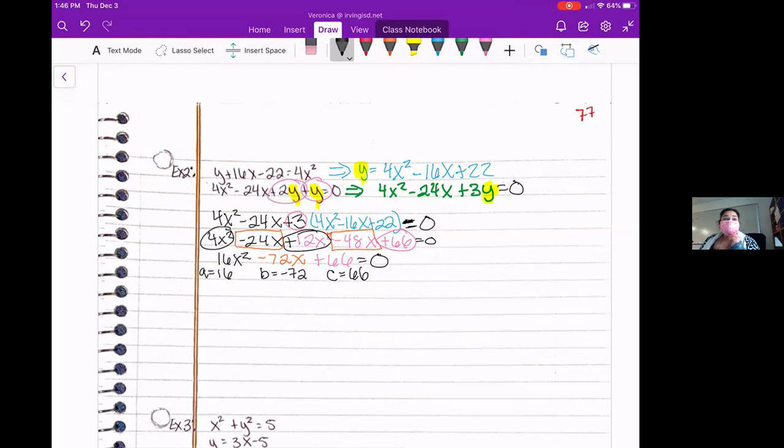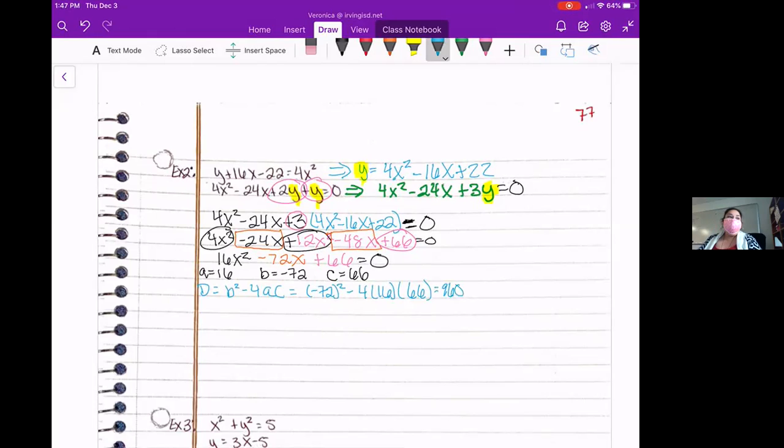If you remember, when we use the quadratic formula, the first thing you will always do is find the discriminant, right? So we're going to find our discriminant first. That's b squared minus 4ac. So b squared, that's going to be negative 72 squared minus 4 times a times c. So let me put that in the calculator. Negative 72 squared minus 4 times 16 times 66 is 960.